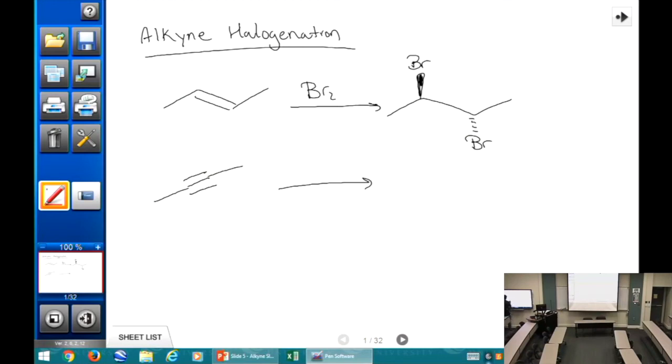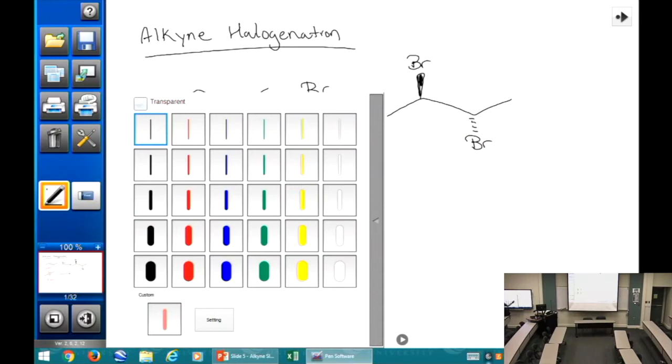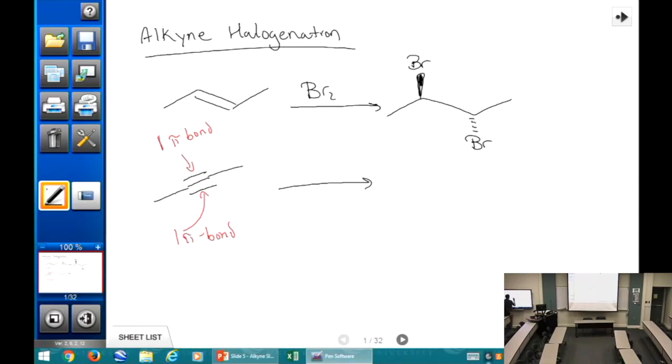We have two pi bonds we can react with. We have one pi bond here and one pi bond here. So the equivalence, the amount of Br2 that we add, or in this case we'll do X2, so X being bromine or chlorine, the amount we add impacts the number of times we add halogen to our compound.